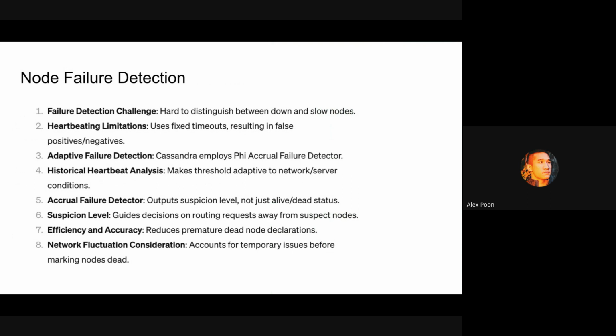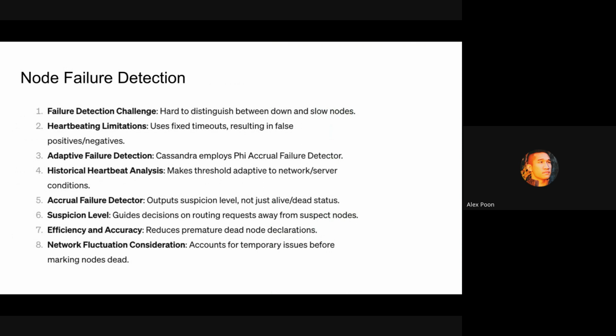Cassandra uses an adaptive failure detection mechanism as described by the phi accrual failure detector. This algorithm uses historical heartbeat information to make the threshold adaptive. A generic accrual failure detector, instead of telling that the server is alive or not, outputs the suspicion level about a server. A higher suspicion level means there is a higher chance that the server is down.